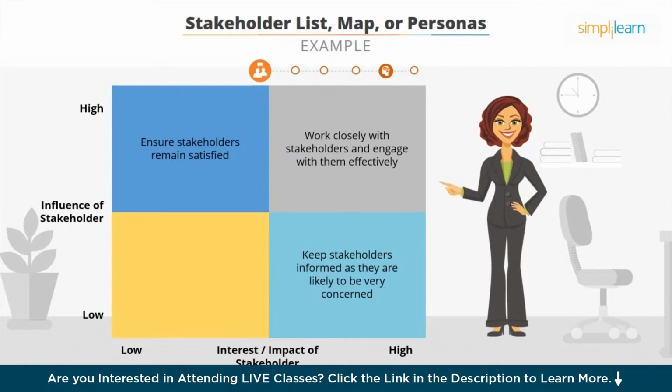Fourth quadrant is low influence and low interest or impact. Since the stakeholder is less influential and less interested in the initiative, the business analyst needs to monitor and ensure the stakeholder's interest or influence does not change. During the project lifecycle, new stakeholders are identified and the existing stakeholders' influence, interest, or impact might change. The business analyst needs to engage the stakeholder based on the changes in stakeholder characteristics.